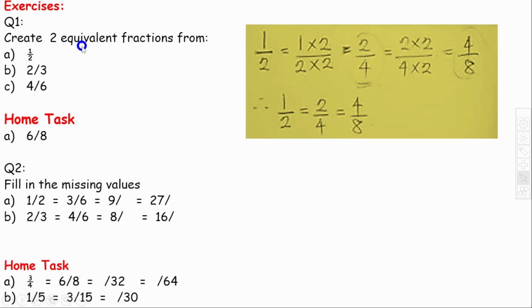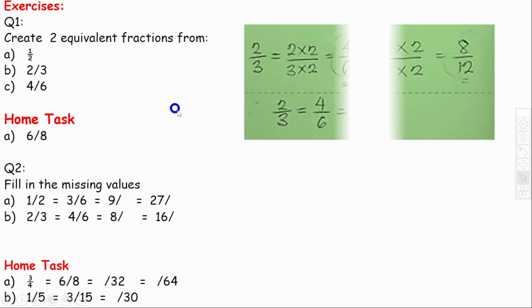Now let's do the second equivalent fraction. Multiply the numerator again by 2. Multiply the denominator again by 2. It gives us 2 times 2, 4. 4 times 2, 8. It becomes 4 all over 8. So the equivalent fractions of 1 over 2 are 2 all over 4 and 4 all over 8. So they are all the same. Now let's do the second one.